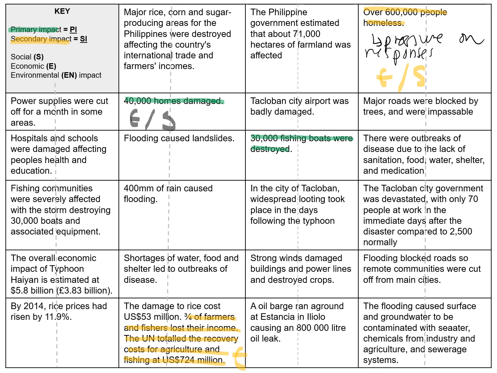And let's do two more together. There were shortages of water, food and shelter, which led to outbreaks of diseases. This is a secondary impact, and that is because there was destruction of farmlands, of flooding. Because the farms were destroyed and flooded, and the fishing boats were destroyed, there was a lack of food. It's a secondary impact because the major corn and sugar producing areas in the Philippines were destroyed. Okay, so please go through and make sure you have a table that shows the primary impacts and the secondary impacts of Typhoon Haiyan, and that's all you need to do for this lesson.